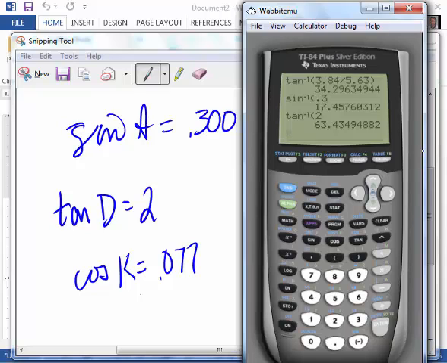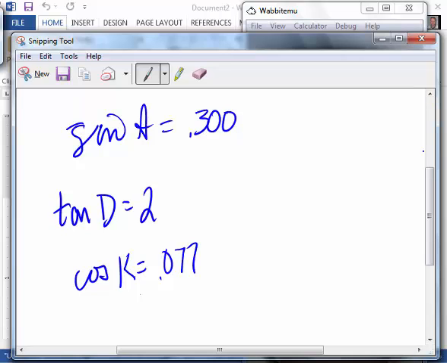So second function cosine, we're looking for the angle 0.077, and we get, it's a very big angle, 85.584 degrees. Now there's a little bit of difference on this next one that they want you to pay attention to, and that is arc sine is the exact same thing as sine -1. The arc sine stands for angle whose sine.